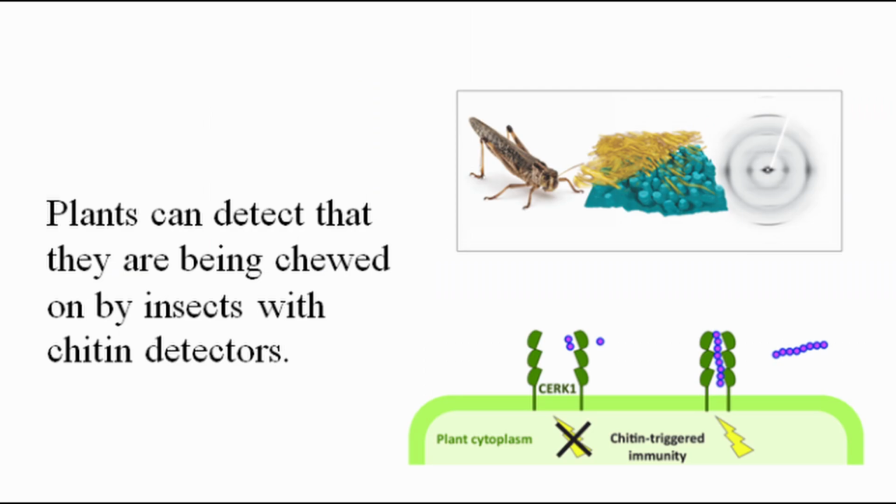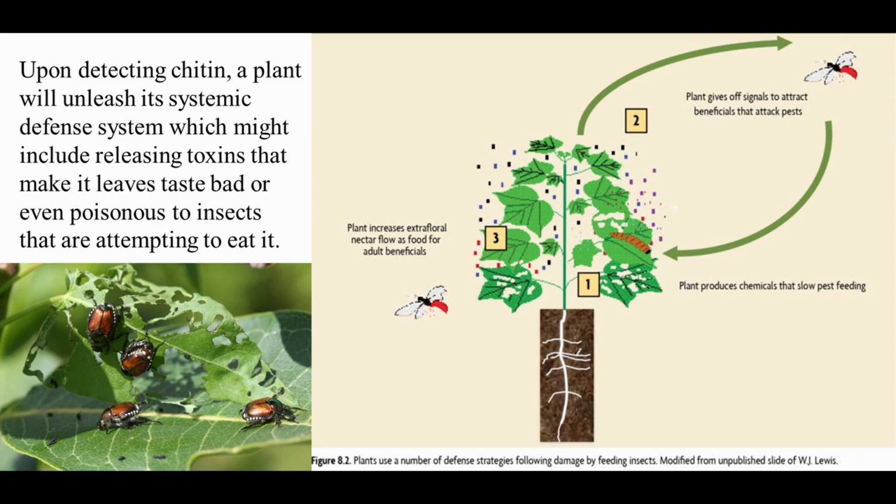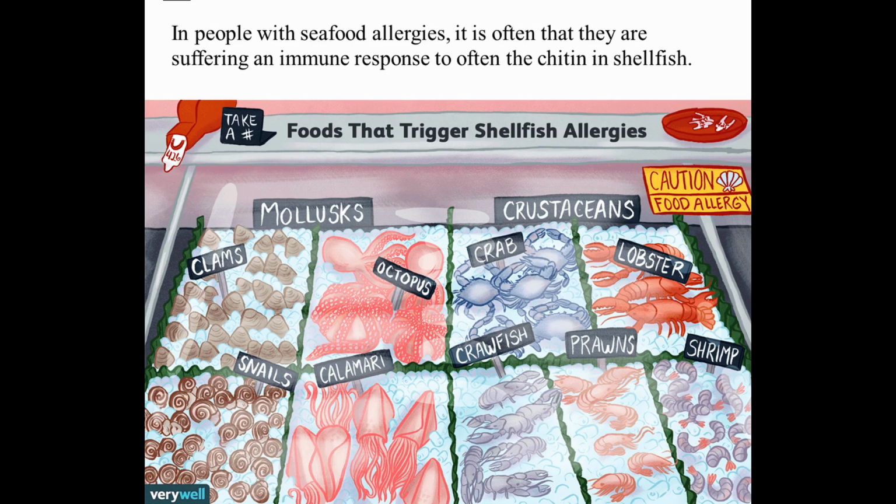At the opposite end of digestion, plants can detect that they are being chewed on by insects with chitin detectors. Upon detecting chitin, a plant will unleash its systemic defense system, which might include releasing toxins that make its leaves taste bad, or even poisonous to insects that are attempting to eat it. In people with seafood allergies, it is often that they are suffering an immune response to the chitin in the shellfish.